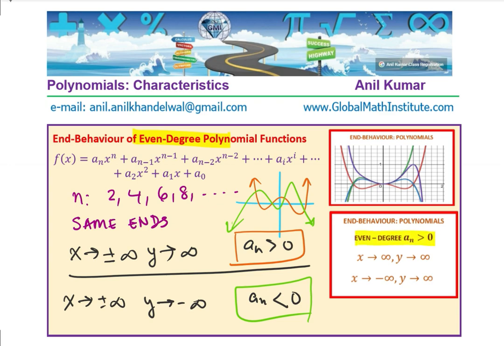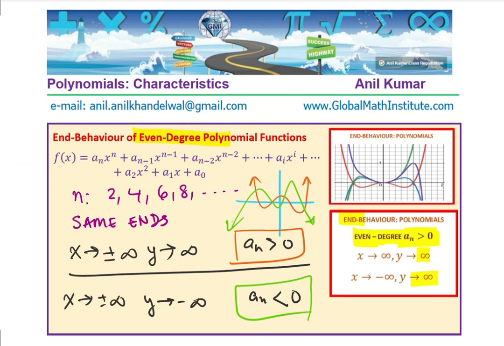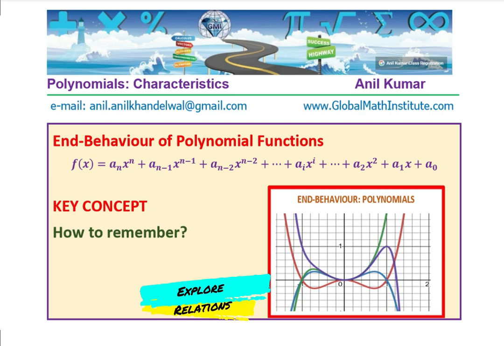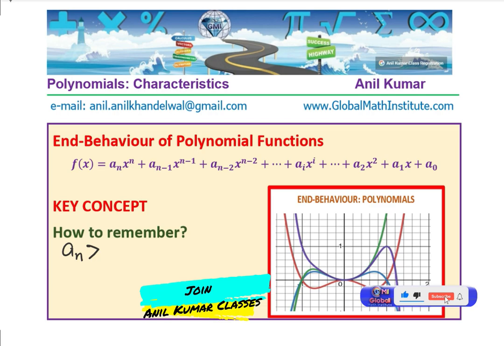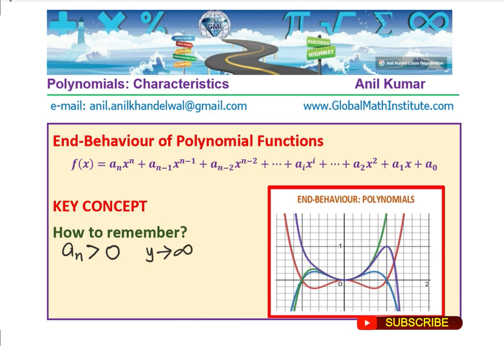If the leading coefficient is positive, an is greater than 0 for the even degree function, in that case, do you see that? Same ends? Perfect. So now, how to remember this? There are just basic rules to remember. We are only looking at the leading coefficient, correct? Always look at the leading coefficient. If it is greater than 0, that is to say positive, in that case, y is always approaching infinity. Is that clear to you?